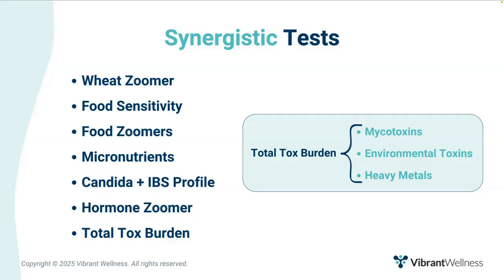Or the Hormone Zoomer to investigate estrogen levels and liver detox pathways, especially when Gut Zoomer results indicate an overgrowth of beta-glucuronidase-producing bacteria or elevated levels of beta-glucuronidase. And finally, the Total Tox Burden, which includes environmental toxins, mycotoxins, and heavy metals tests, to investigate and reduce toxic burden, especially when Gut Zoomer results indicate intestinal hyperpermeability and/or elevated levels of beta-glucuronidase.